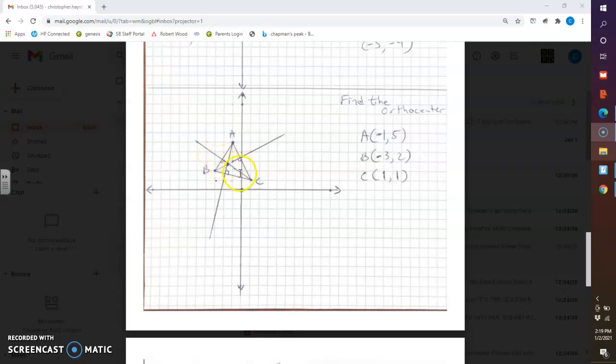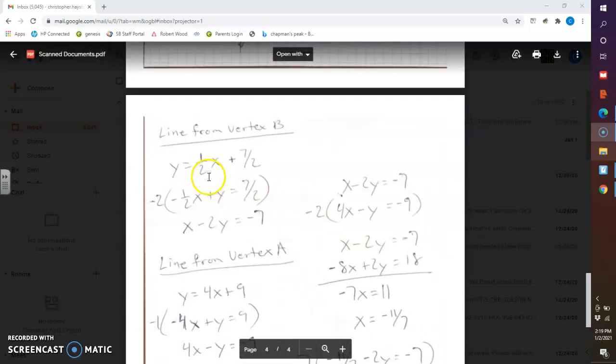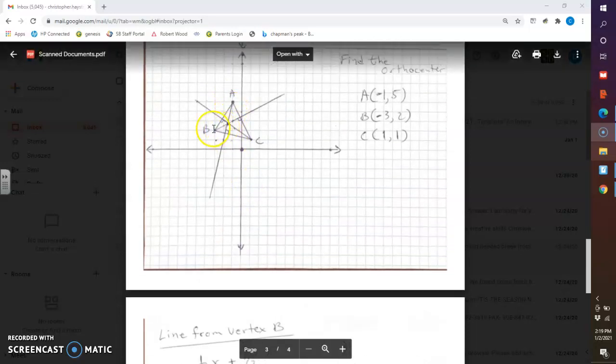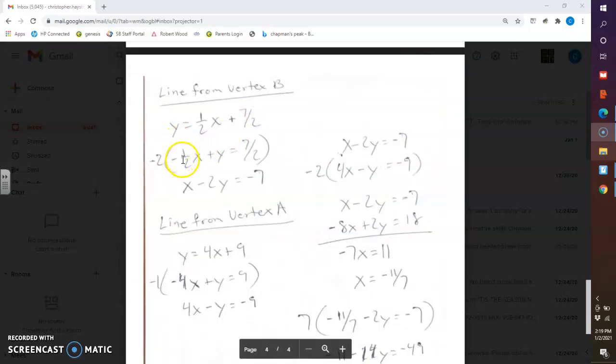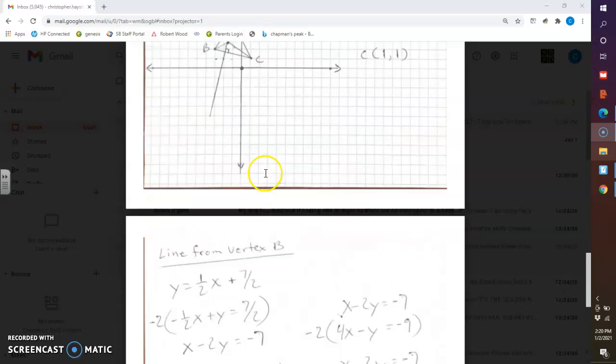Now, if I want that exact point, which it looks like it's between negative 1 and negative 2, and 2 and 3, well, my line from B is up 1 over 2. So my y-intercept is 7/2, and my slope is 1/2. I subtract 1/2 x on both sides, so it's negative 1/2 x plus y equals 7/2. Multiply everything through by negative 2. X minus 2y equals negative 7.